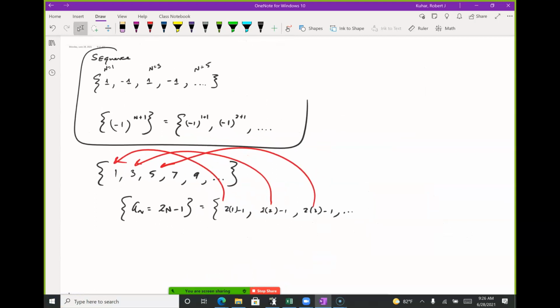So what's your gut on this one? Does this one converge? No, this is unbounded. So we're going back to limits here. We're going back to Calc 1 with limits. Does this particular piece converge? When does something have a limit? When doesn't it have a limit? When it doesn't have a limit is easier.